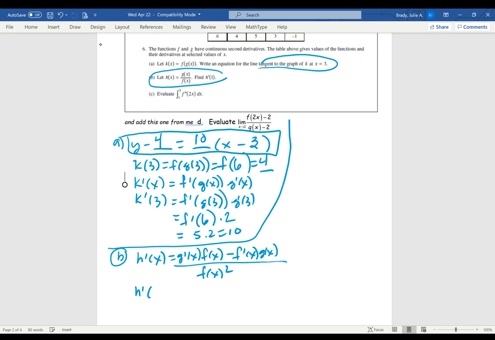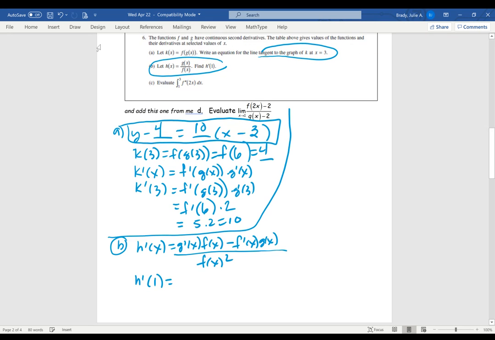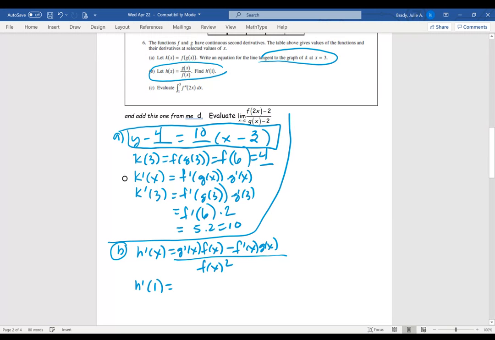Well, let's just put in the numbers for h prime of 1. Okay, so look back at the table. g prime of 1 was 8. f of 1 was negative 6. f prime of 1 was 3. g of 1 was 2. Whole thing over f of 1, which was negative 6, and you've got to square it. And you could leave it there. If you simplify it out, it simplifies to negative 3/2. But remember, you can leave your arithmetic.